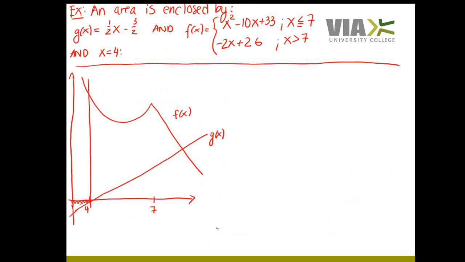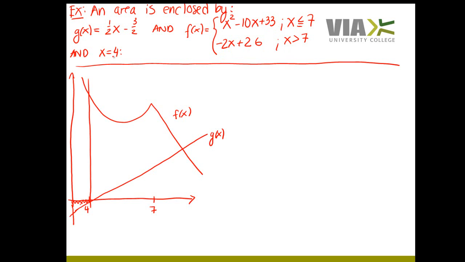In this example here, we should find the area which is enclosed by, first of all, g(x) equals half x minus 3/2, and the function f(x), which is a piecewise defined function. The function is defined by x squared minus 10x plus 33 when x is smaller than or equal to 7. And the function f(x) is defined as minus 2x plus 26 for all values of x greater than 7. We have one more limit to our area, and that is x equals 4.